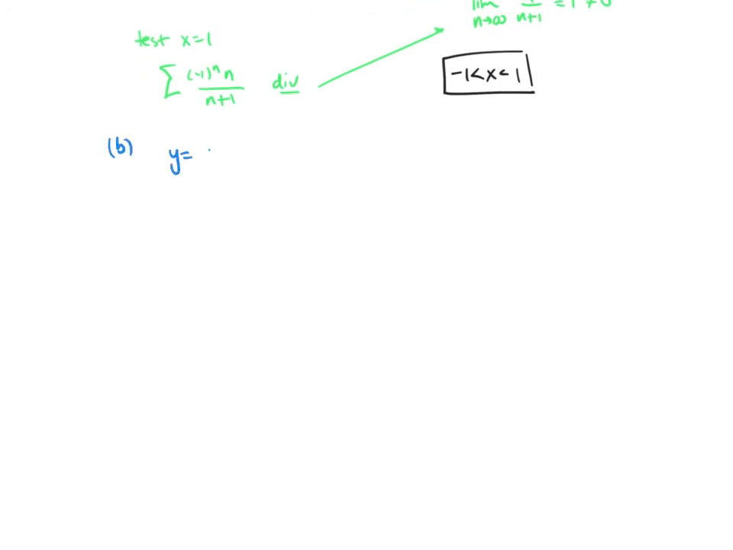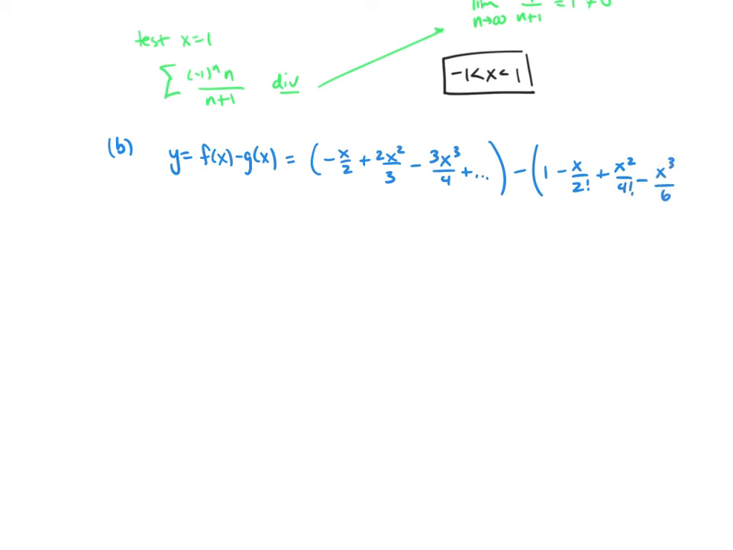Again, y is equal to f of x minus g of x. And so what I'm going to do is begin listing some of these terms. So f of x is negative x divided by 2 plus 2x squared divided by 3 minus 3x cubed divided by 4, and so on. And I'm going to subtract g of x, which is 1 minus x divided by 2 factorial, plus x squared over 4 factorial, minus x cubed over 6 factorial, and then so on.